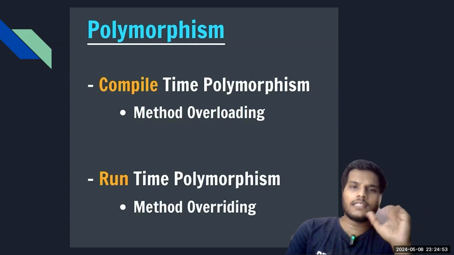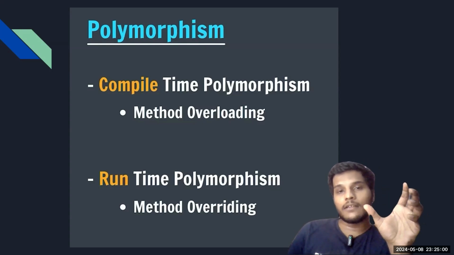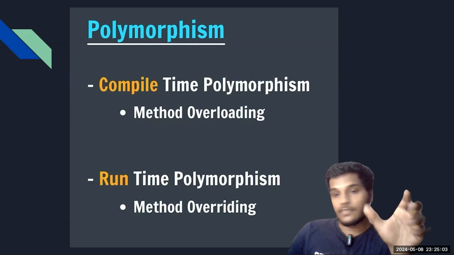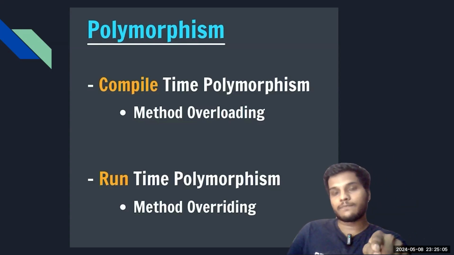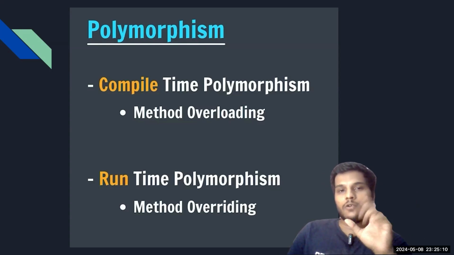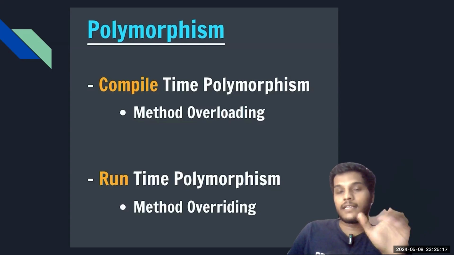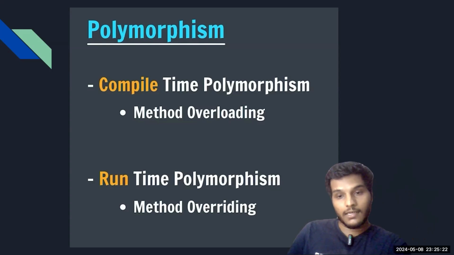There are two main types of polymorphism: compile time polymorphism and runtime polymorphism. Compile time polymorphism occurs when multiple methods in the same class have the same name, but the parameters are different. The compiler determines which method to invoke based on the number of arguments and the types of arguments we pass. We'll see this in code.